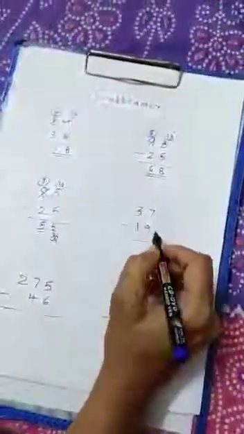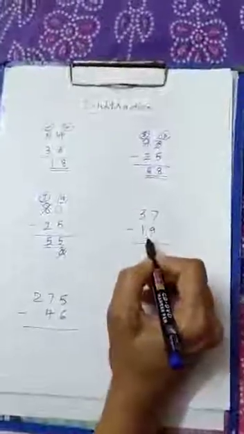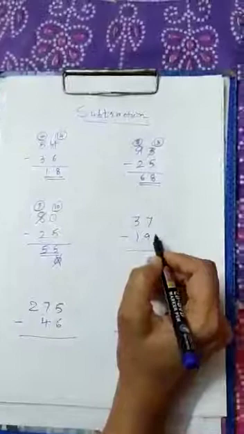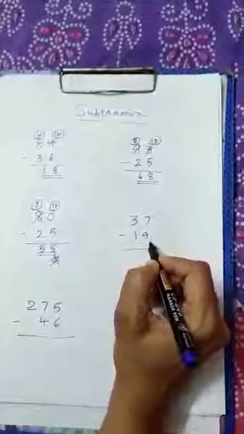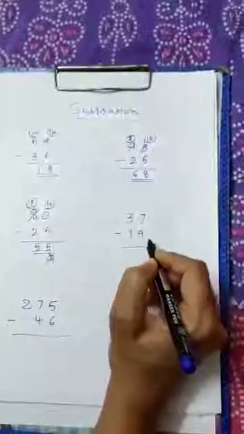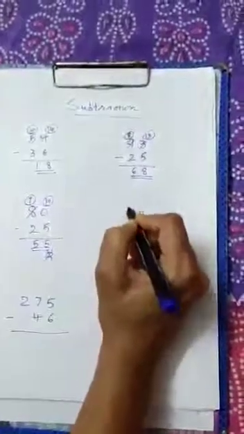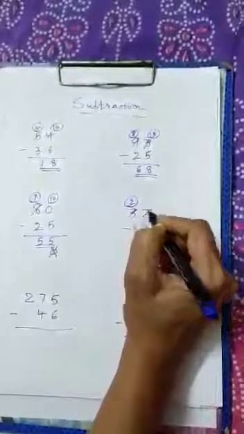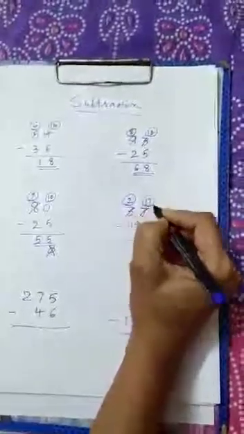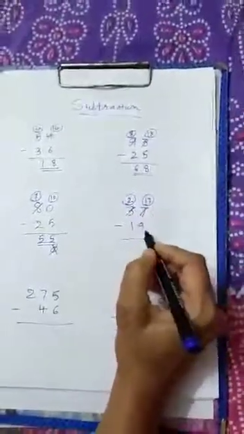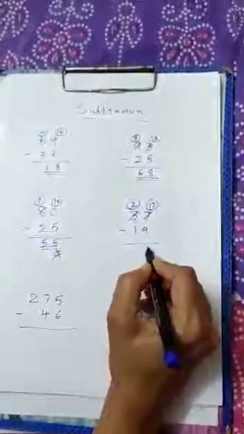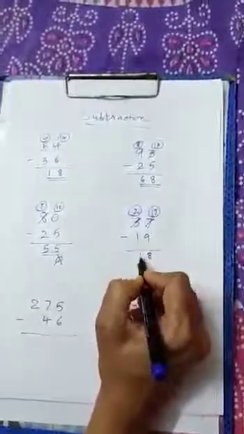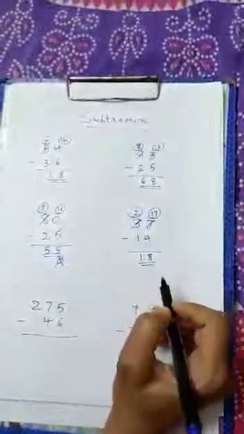Next example, 37 minus 19. Now 7 minus 9, is it possible? No. So we have to borrow from 3. We will cut 3 and write here 2, and here we will write 17. So 17 minus 9, 8, and 2 minus 1, 1. So 18 is the answer.